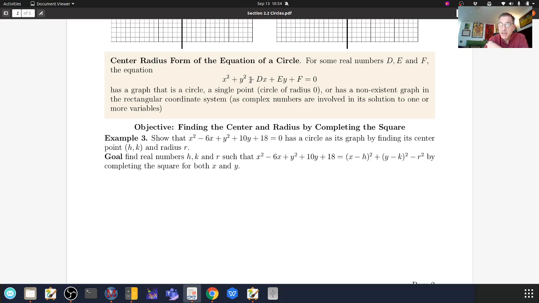It may have a non-existent graph. We still say it's a circle, and I'm really not for sure if we have a name for circles which would clearly exist if we extended our graph to complex numbers, but that's a 4-dimensional graph in a 4-dimensional space we can't really imagine. So at any rate, all we care about is the ones that exist in the Cartesian plane, and those are either points, circle of radius 0, or radii that are positive.